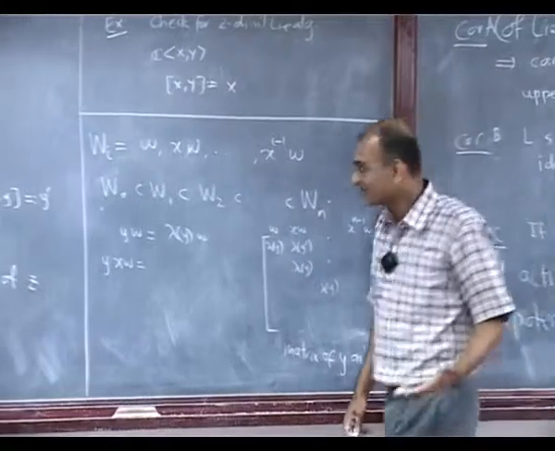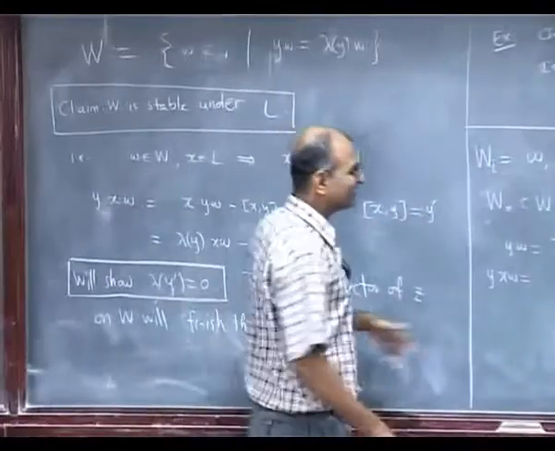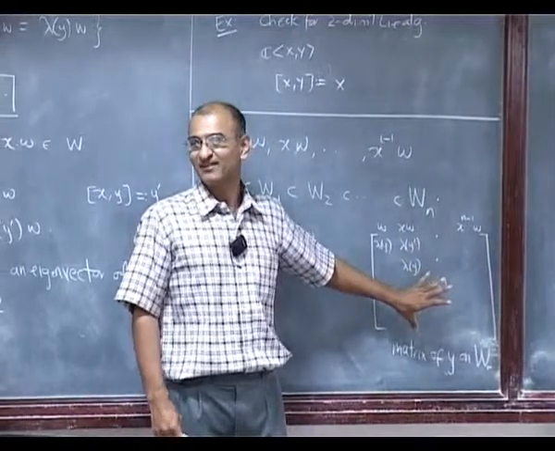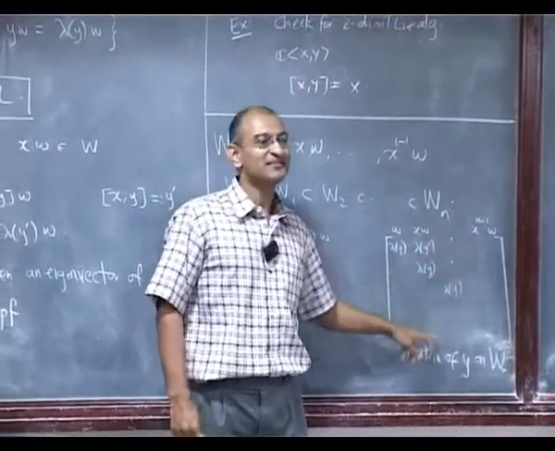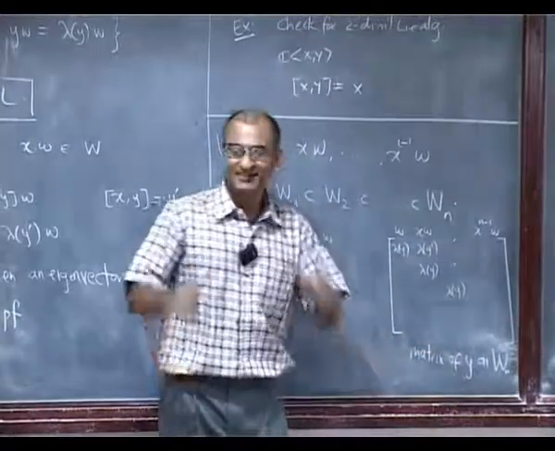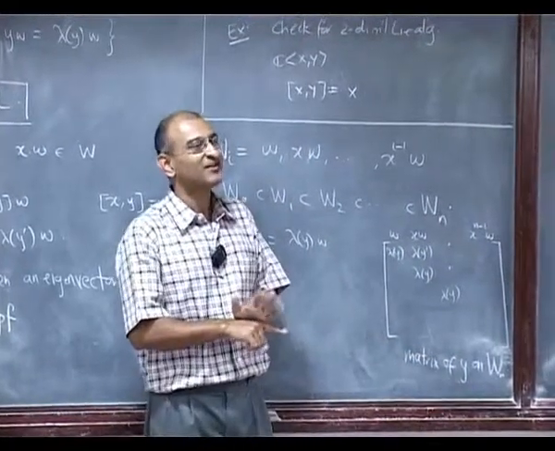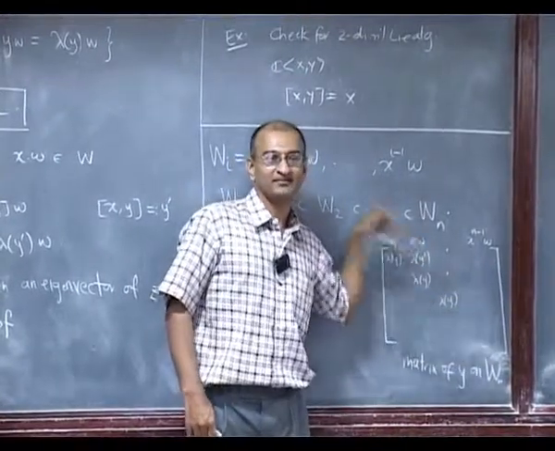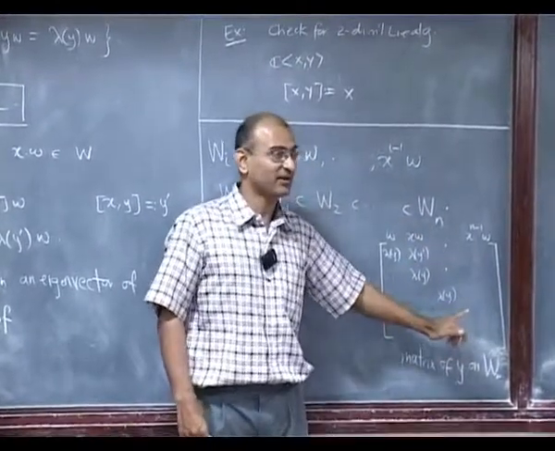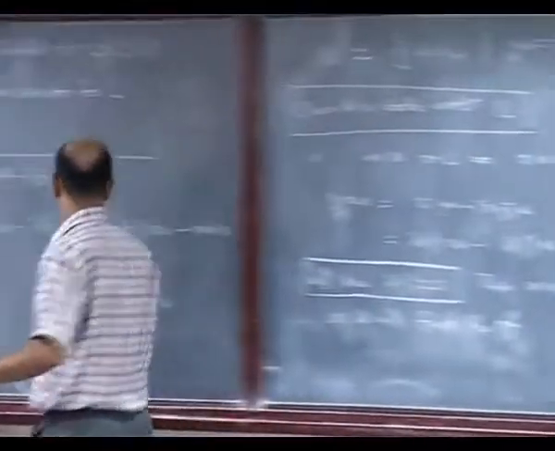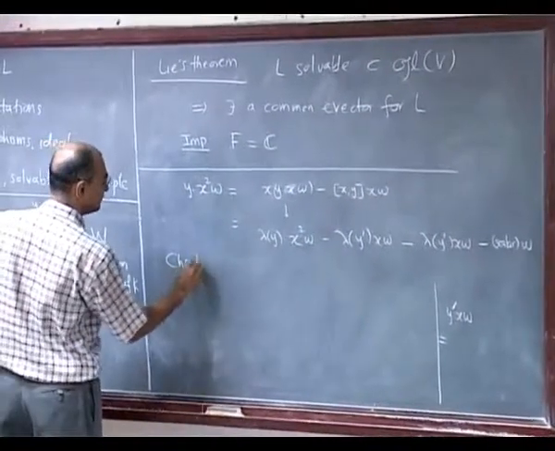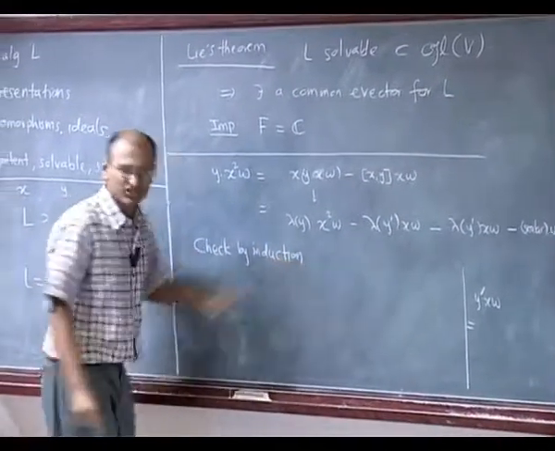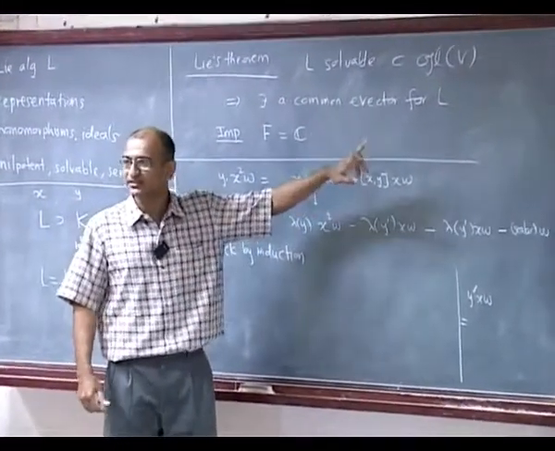Okay. So what do I want to say? That the matrix of y on this space, first of all, this space is stable, and the matrix of y on this space is upper triangular. Even that is not important, but the point is that all the diagonal entries are lambda of y. This is for an arbitrary y. Okay. So check by induction. You see how this is going to go, right? The calculation is going to proceed in the same fashion.